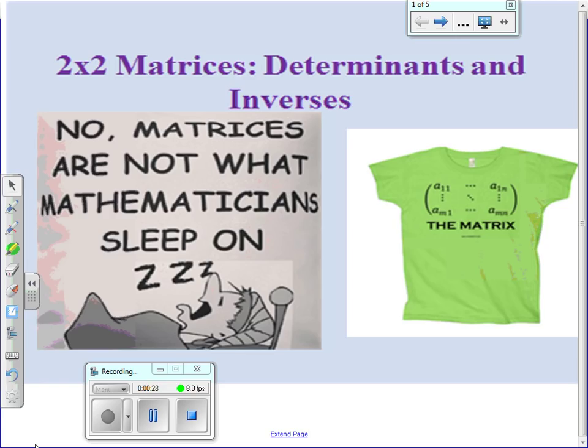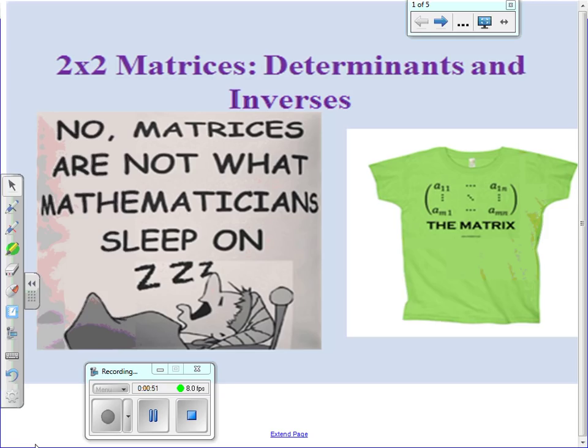However, when we start getting into 3 by 3 and beyond, the computations for doing inverses and determinants gets kind of messy. This is just intended to be an introduction. We're going to keep things as simple as we can possibly keep them, and we're only going to focus on 2 by 2 matrices in this video. With that said, let's get right to it.